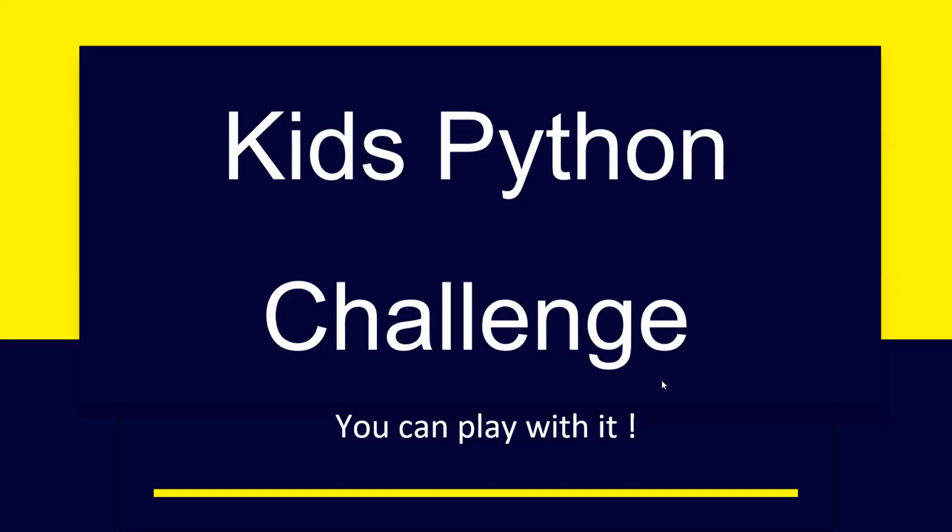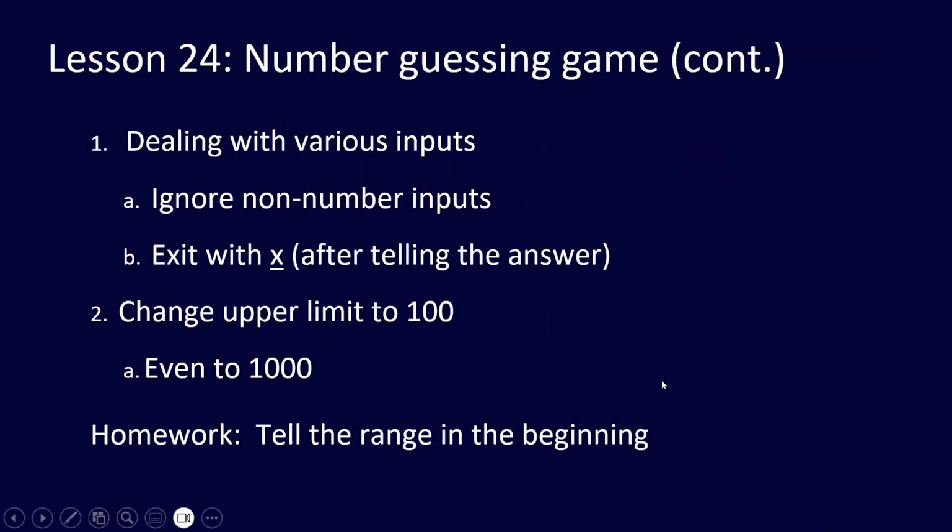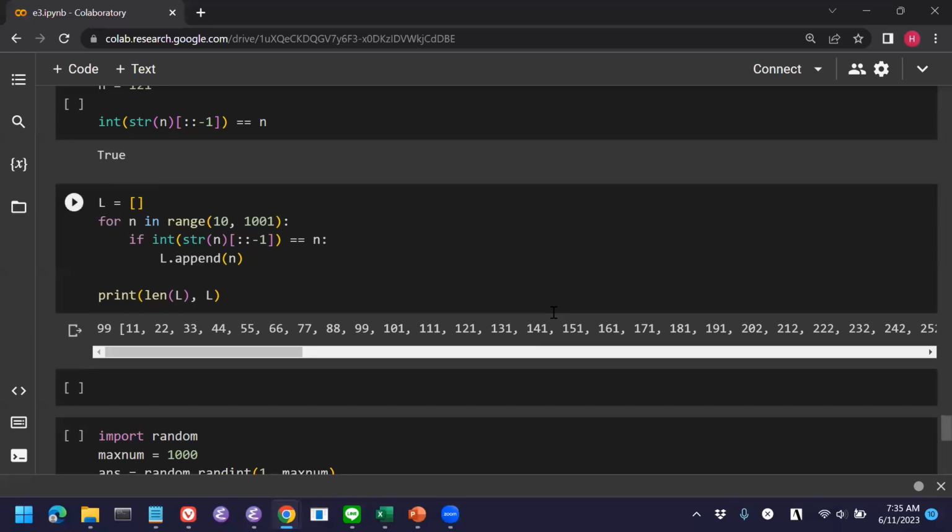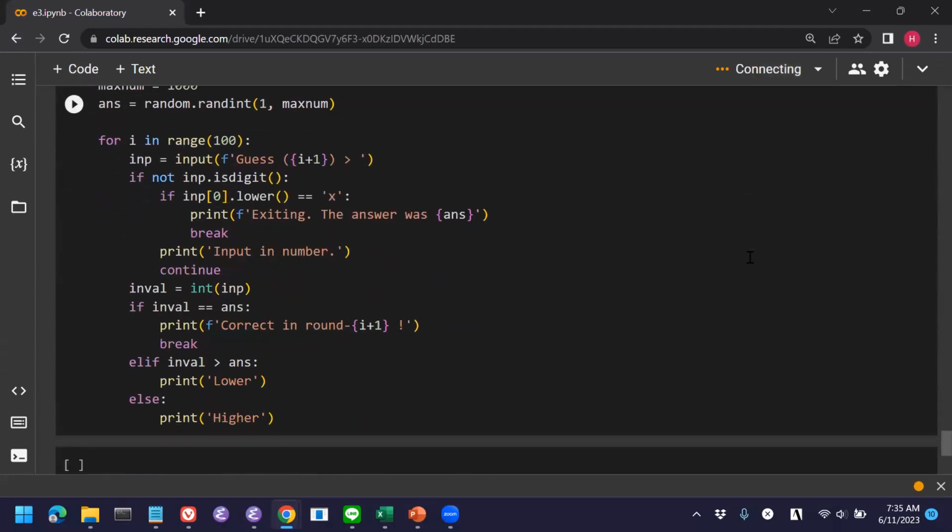So, where were we? Right. We were making the number guessing game. The homework was to tell the range of numbers in the beginning. So let's go back to our Python code E3. Open the E3 notebook, connect, and let's see the last part here.